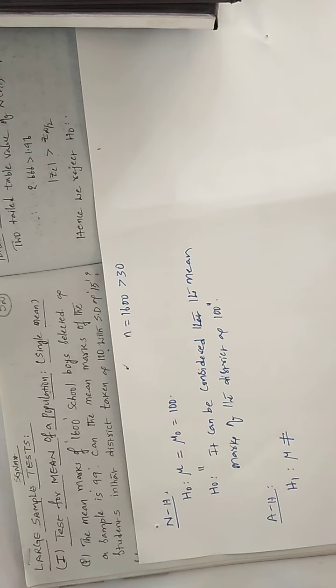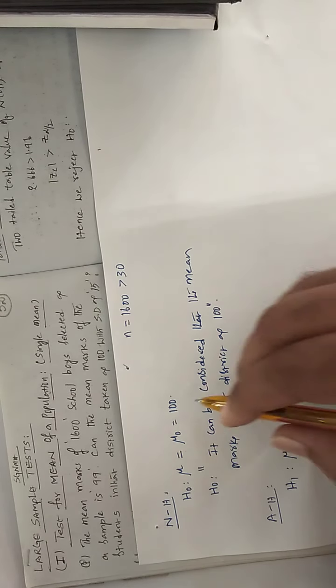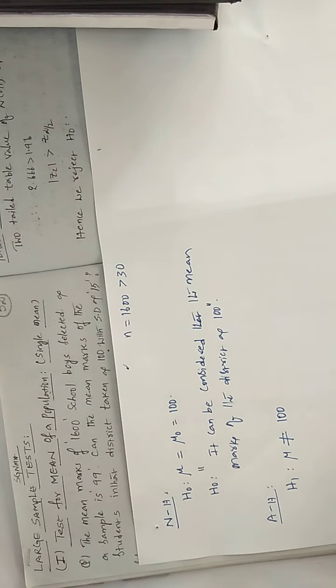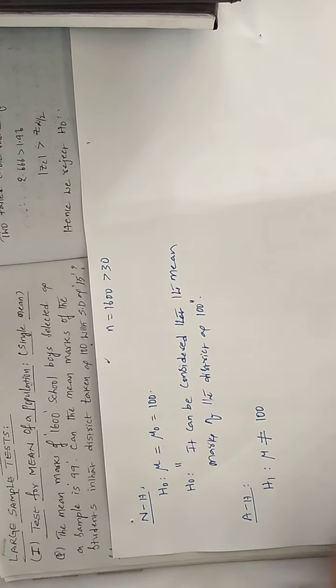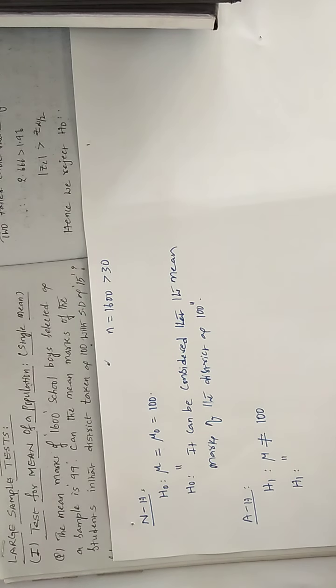So what is the logic here? If comparative words like less than or greater than are there, then you can write less than or greater than. If there are no comparative words, then you need to write exactly not equal to the given value. What is the given value here? 100. That's it. Now immediately you can write the verbal information. H1 colon dash: I am putting the verbal information after the colon dash.